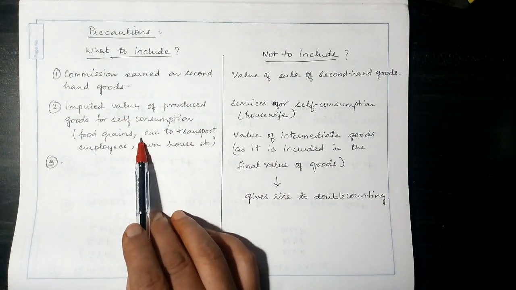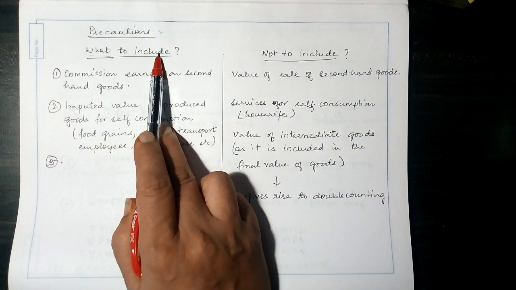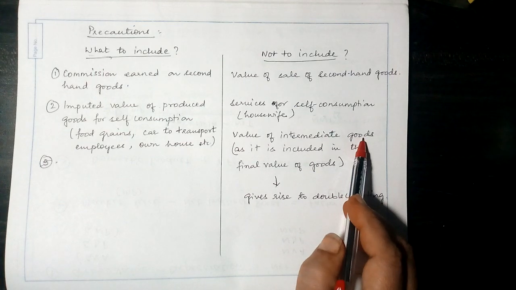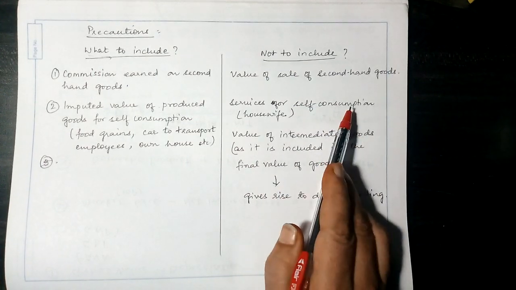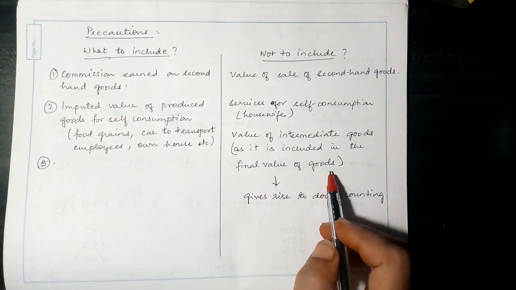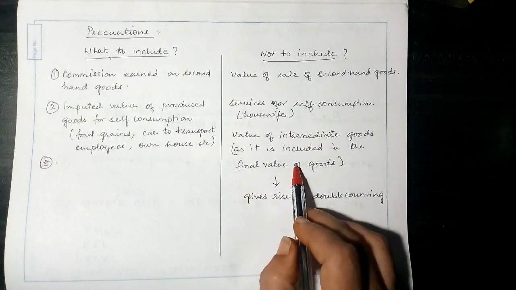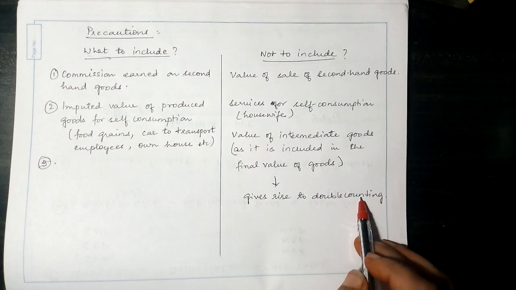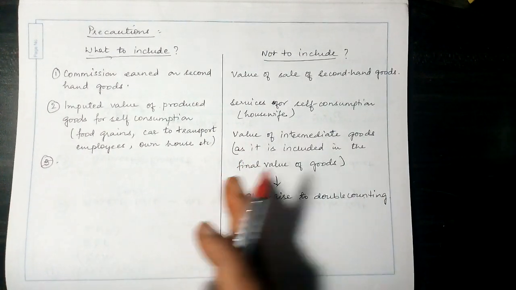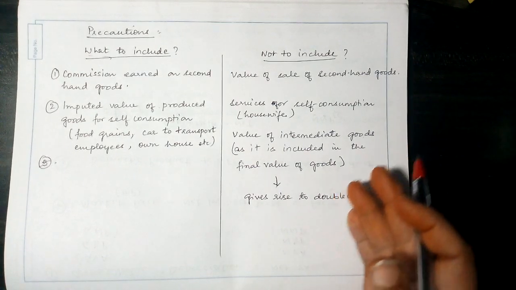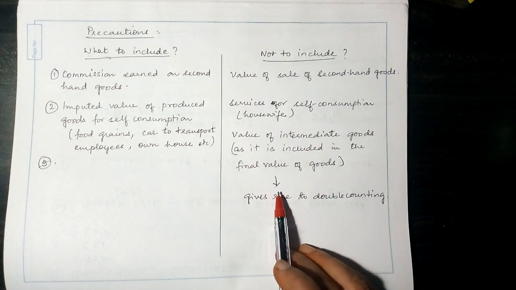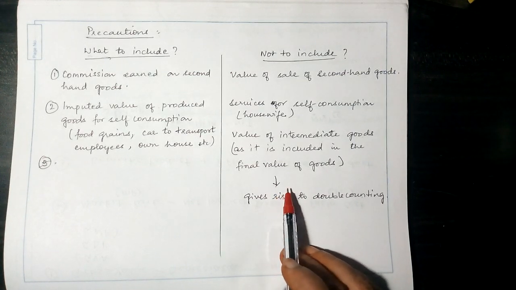So this imputed value has to be included in the national income, whereas the value of intermediate goods need not be included in the national income, as it is already included in the final value of the goods. If this is added, then that would give rise to double counting. That means once we are adding the intermediate good and again the final good. So it gets added up at every stage and you get more value for the national income, which is wrong.